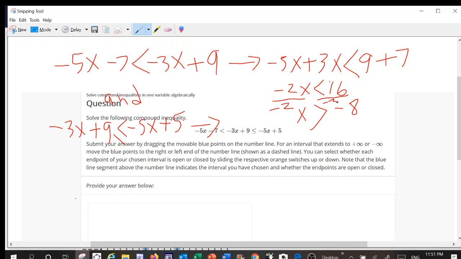So let's put it here. So here is negative 8. We don't want negative 8, but we want everything to the right of it, right? Okay, what about the second inequality?